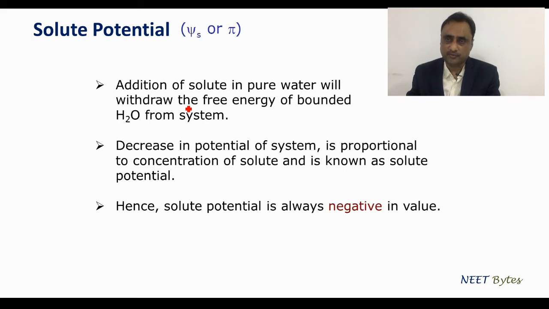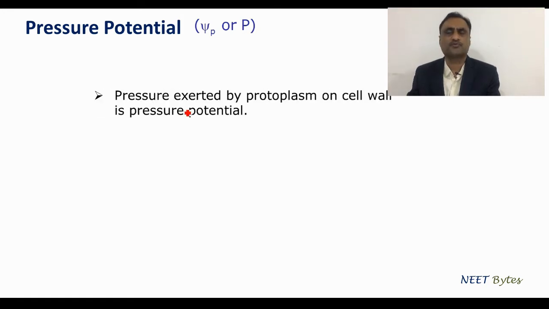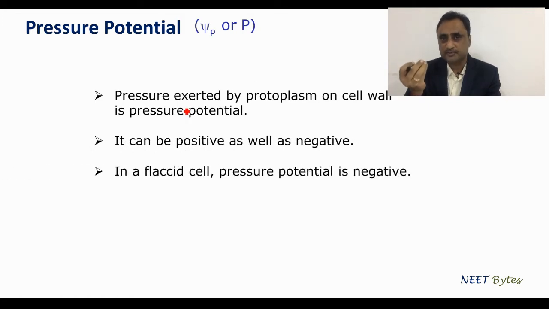Now let's talk about the next, the pressure potential. The pressure potential is absolutely similar to the turgor pressure. What was the turgor pressure? That was the outward pressure. If the protoplasm exerts outward pressure on the plasma membrane, then we call it turgor pressure. In a flaccid cell, the pressure potential is going to be zero. But at the same time, the pressure potential can be positive, negative or zero.